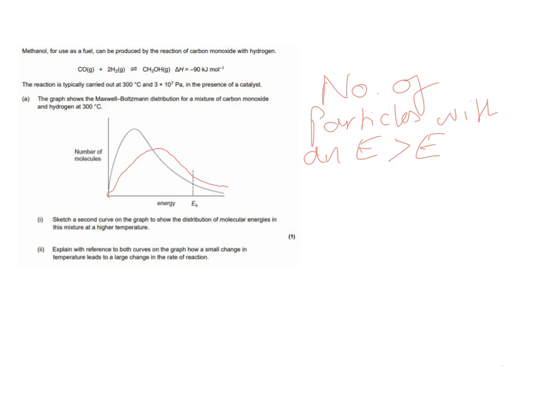Explain with reference to both curves on the graph how a small change in temperature leads to a large change in the rate of reaction. So the area you're looking to talk about here is the area underneath, or to the right and underneath your curve, to the right of the activation energy. So the area, so the number of particles with an energy greater than or equal to the activation energy has gone up.